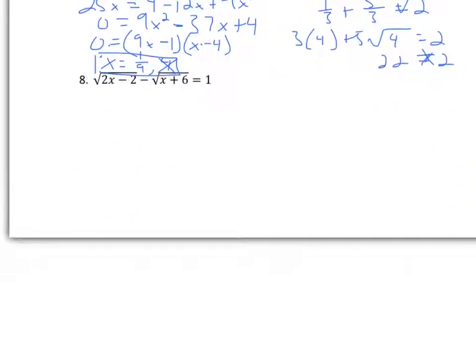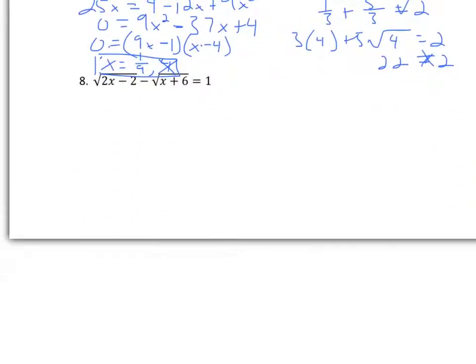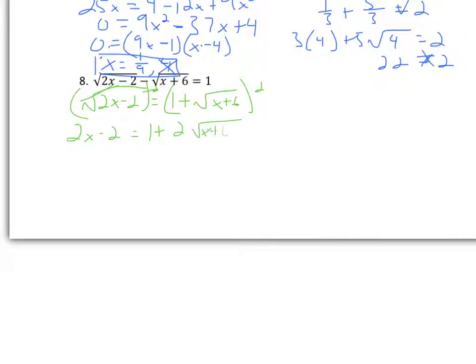Now the last problem here is the hardest one, because you're going to have to square both sides twice. It's real sneaky, tricky stuff. So let's take this term and get this by itself first to get rid of that one. So we've got root 2x minus 2 equals 1 plus root x plus 6. Now we square both sides, and this one will go away. Left with 2x minus 2 equals 1 plus 2 root x plus 6 plus x plus 6.